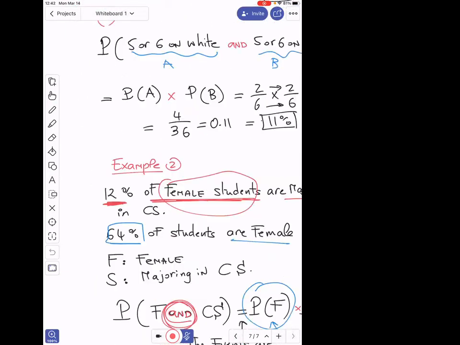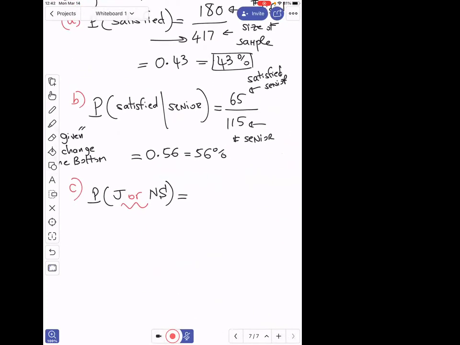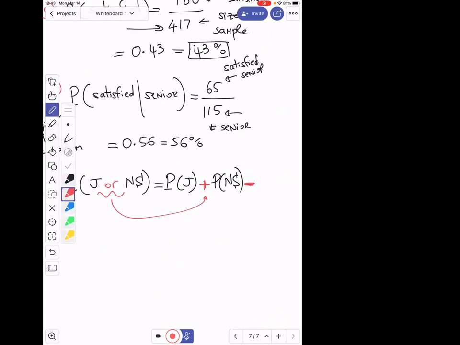So for junior or not satisfied, that would be the probability of the first event, the probability of being a junior, plus, because of or, the probability of the second event, which is not satisfied, minus, it's a subtraction here, the probability that the student is a junior and not satisfied.